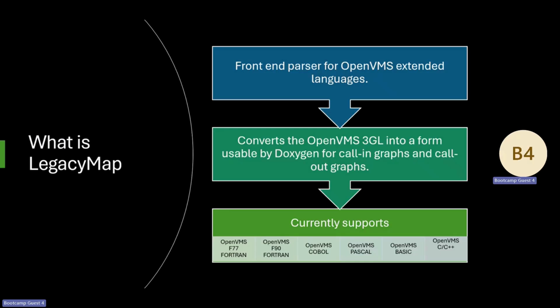So Legacy Map is a way of taking all of these languages and funneling them through so Doxygen will understand them. The idea is to create these call graphs. So any one module, who does it call? And looking at those modules, who calls into it?